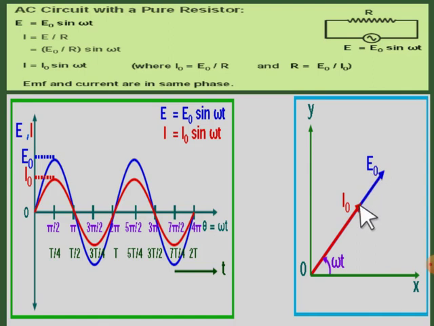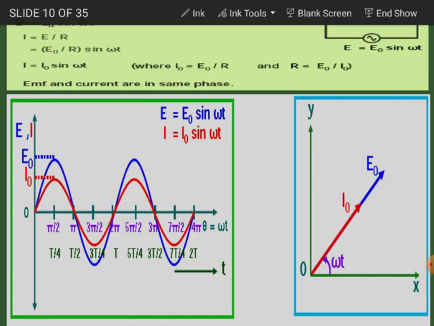Now if you take projections of these rotating vectors I0 and E0 on any axis, it can be on this line or onto this y-axis, then it will give you the instantaneous value of the current and EMF. Suppose you drop a projection onto this y-axis from the peak value of the current, it will project like this along this direction, and this will give you your instantaneous current.